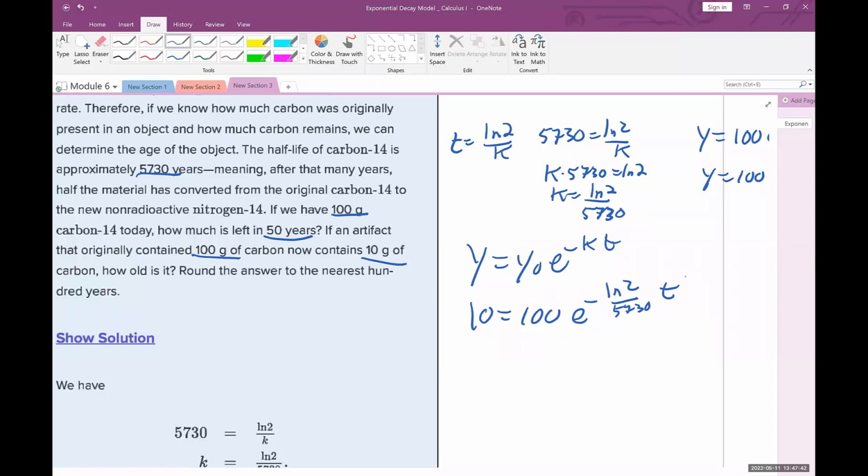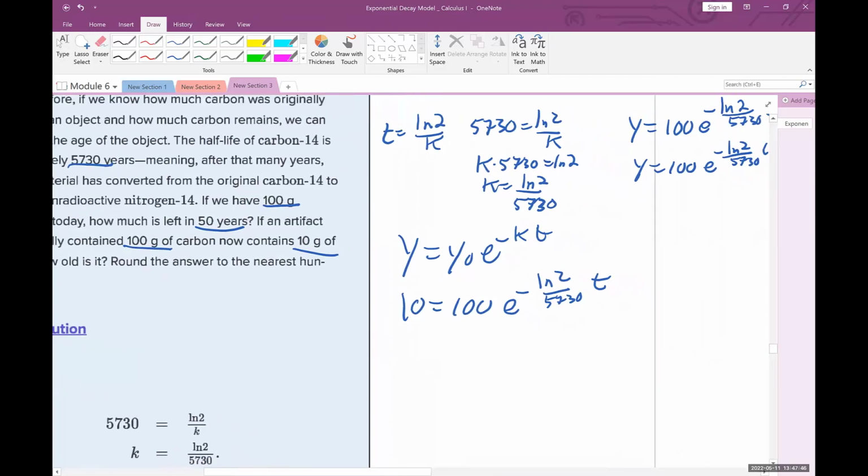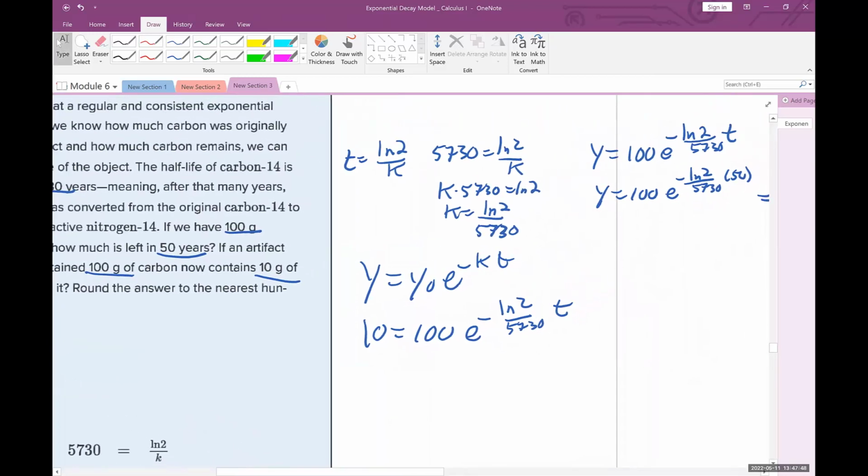Same process we saw earlier. We can divide by the 100. So 1 over 10 equals e to the negative natural log of 2 over 5,730 times t.